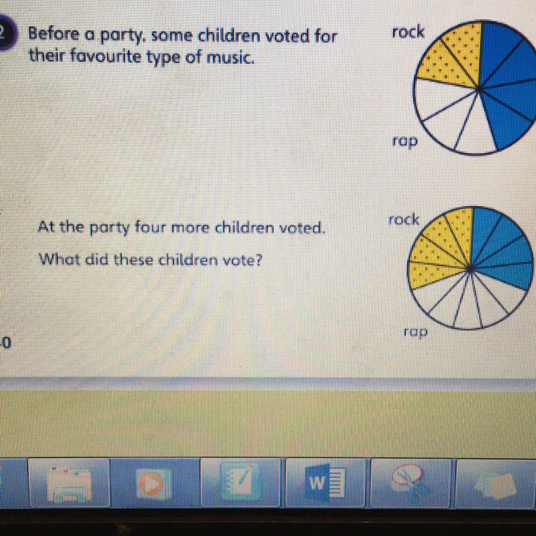Let's look at rock. What colour is rock represented by? Yellow. So how many children voted for rock music before the party? 2. And how many children had voted for rock music at the party or after the party? 4. So that's gone up by 2. So that tells me that 2 of the children who voted at the party must have voted for rock music. If we then look at rap music, before the party, how many children voted for rap? 3. How many children voted for rap at the party? Now it's gone up to 5. It's increased by 2. So 2 children must have chosen rap music and 2 children must have chosen rock music.